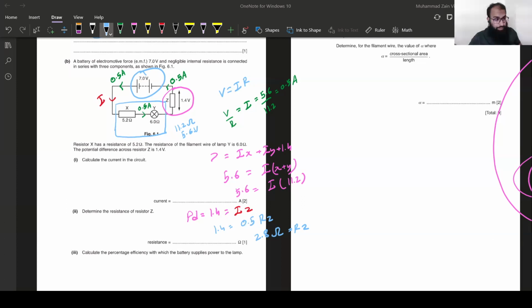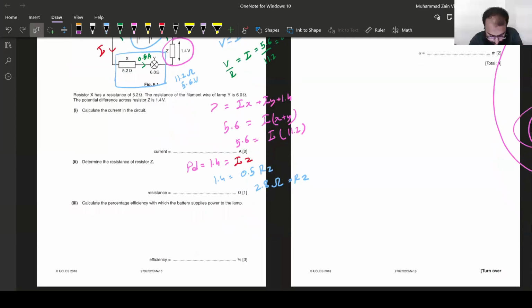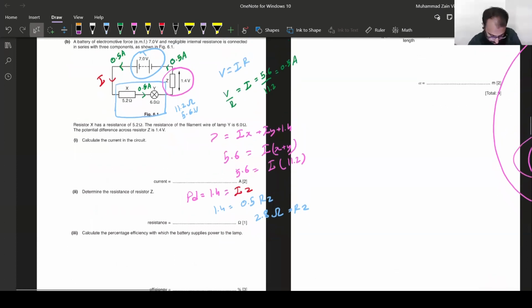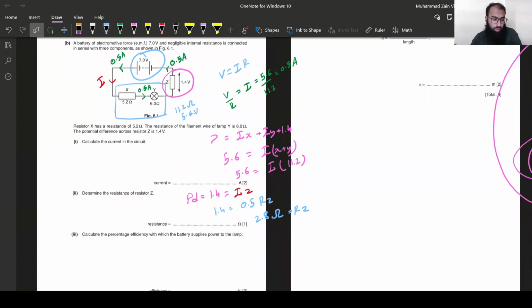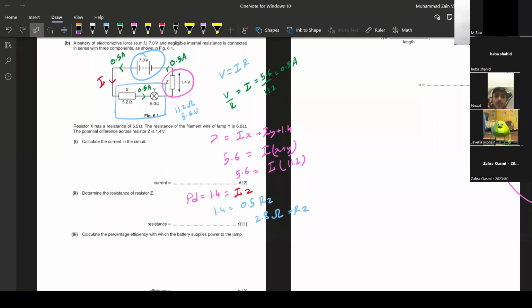Okay, so calculate the percentage efficiency with which the battery supplies power to the lamp. So we're just talking about the lamp. What's the total power supplied by the battery? How would I know that? The total power supplied by the battery. What's the formula for power?